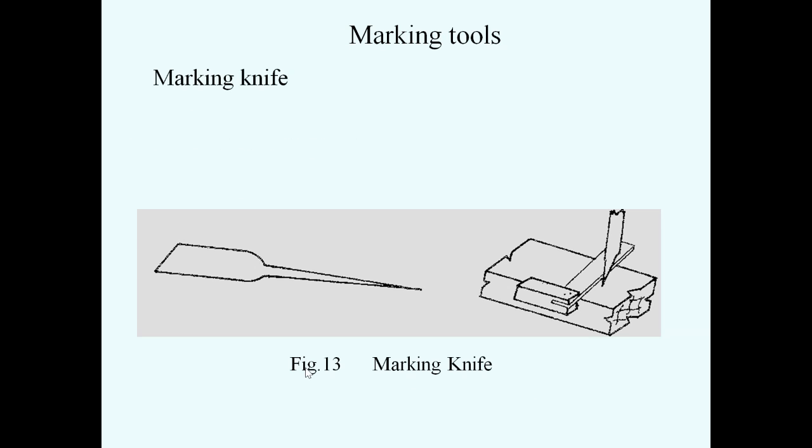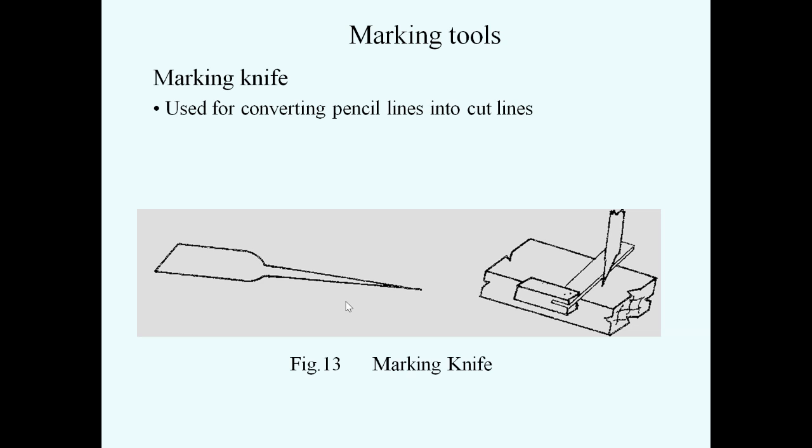So next one is marking knife. This will be the diagram of a marking knife and the usage of the marking knife on a workpiece with the help of a tri-square. This marking knife is used for converting pencil lines into cut lines.